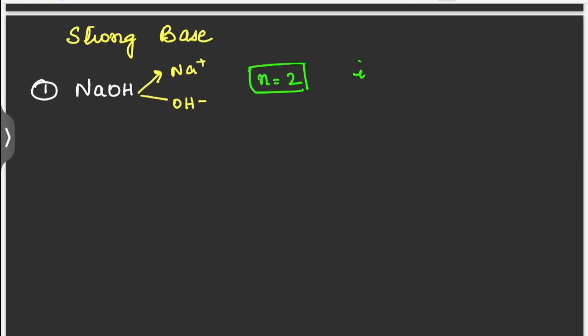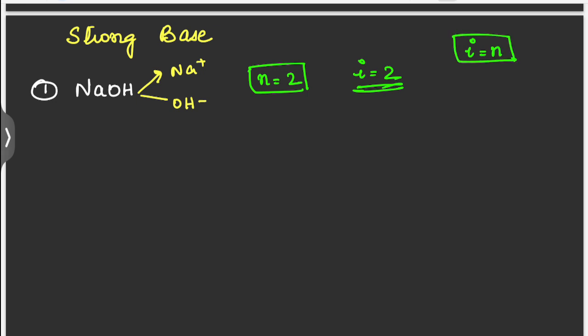So for a strong base, the first example we are going to take is sodium hydroxide, NaOH. How is it going to break? It is going to break as Na plus ion and OH minus ion. Correct? So what is the value of n here? The value of n will be equal to 2. What is the Van't Hoff factor? I will also be equal to 2, because you know that i is equal to n for a strong electrolyte.